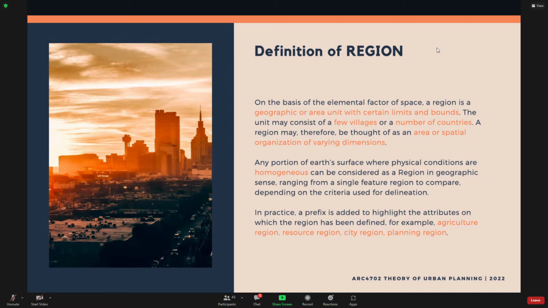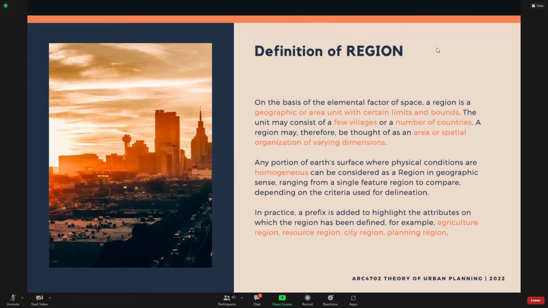define region. So any portion of Earth's surface where physical conditions are homogeneous can be considered a region in the geographic sense, meaning the homogeneity. Maybe the Southeast Asia region. What is the homogeneity that we share? What is the similarity? There is one thing that we are homogeneous in: the climate, right? The weather. So we can call it the Southeast Asia region. That's why we have ASEAN. In ASEAN, we try to work with all these ASEAN countries because we share that homogeneity.